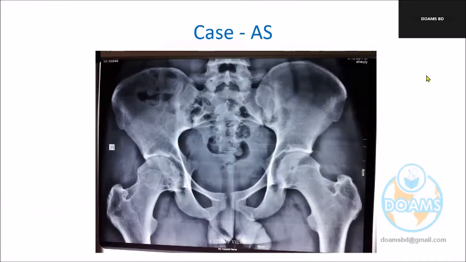Regarding back pain, this is the diagnosis of ankylosing spondylitis. Who can say why we are saying so? In the investigation, I am not talking about the clinical features. Please, anyone? Bilateral sacroiliac joints prominent, white. Yes, yes. Now, Dr. Mohsen, it is very clear to you as you are participating in the discussion.